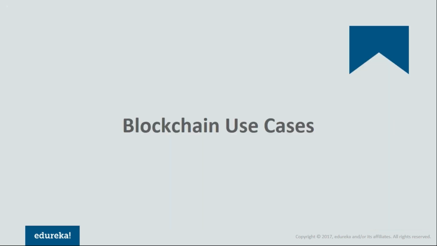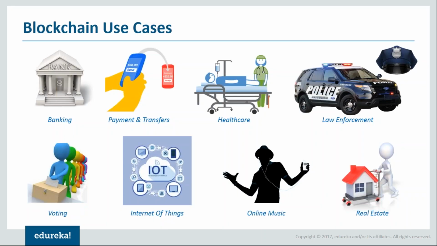Now let's move forward and look at some of the blockchain use cases and understand where exactly blockchain is being used apart from the Bitcoin system. Now these are some of the most popular domains where blockchain is presently being used. Now, we've talked about the banking domain where blockchain is currently replacing the existing system as well as the payment and transactional system.